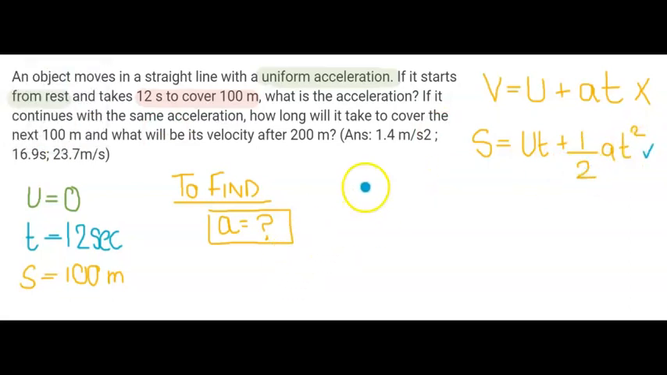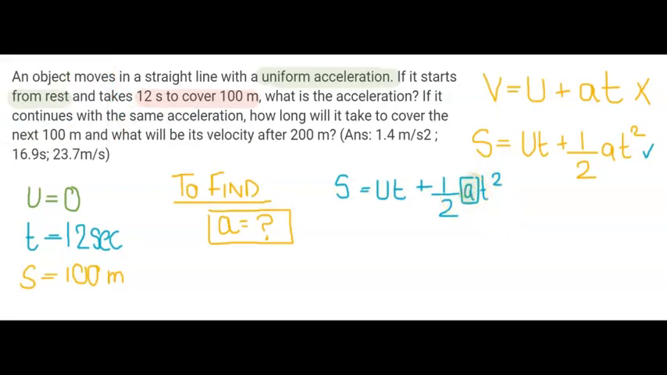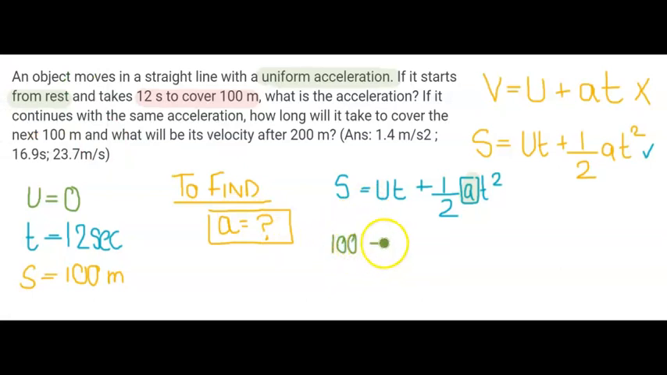So I will rewrite this equation and plug in the values. So s equals ut plus half at square. That's your equation. We are trying to find out this a. So what we do, put in the values. What's the s? S is 100. What's the u? U is 0. What's the t? T is 12. Plus half is a half. What's the a? I don't know. What's the t? 12. But remember, there's a square.